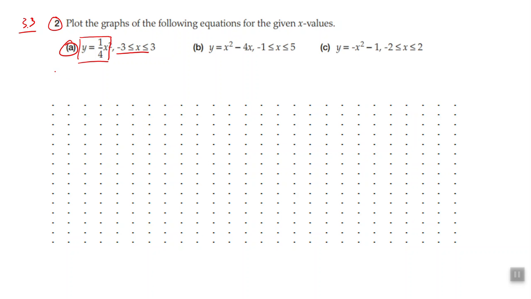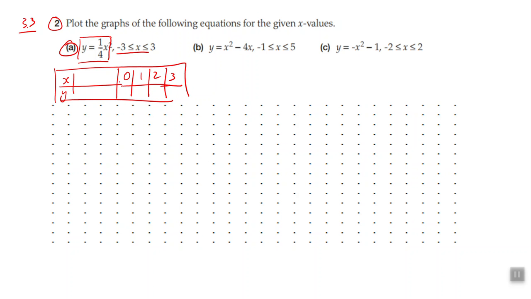So what you'd have to do is a table of values. You're going from between -3 and 3. So you've got your x values here and your corresponding y values there. So this will be 0, 1, 2, 3, there you go, -1, -2, -3. Now, we've got to sub all these x values into the equation to get your corresponding y value.